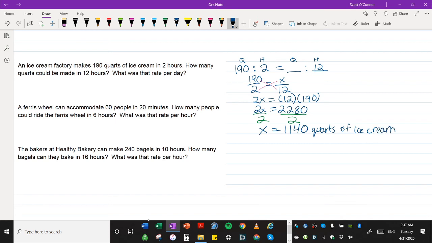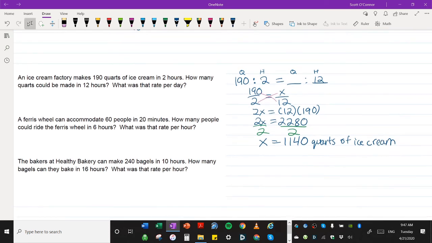The other way you could solve that problem is if you found out how many quarts they make in an hour. So you would do 190 divided by 2, and you get 95. And then you would do 12 times 95, and you would get 1,140 like we just did. All right, so that's the first part of it.